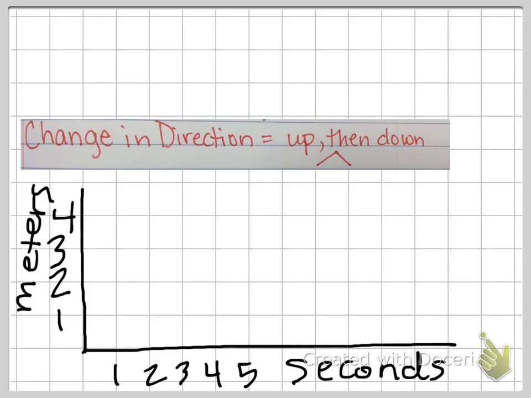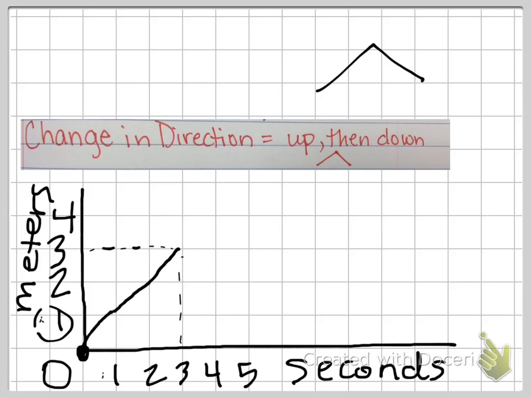All right, so let me also let you know that if there's been a change in direction, then the line will go up and then go down. Let me show you what that looks like. Down here is 0, the starting point. Let's say they start here, and in 1 second they've walked 1 meter. Then they keep going 1 meter per second. Now in 3 seconds, they're 3 meters away. It's been 3 seconds, you can look down here, and they've gone 3 meters.